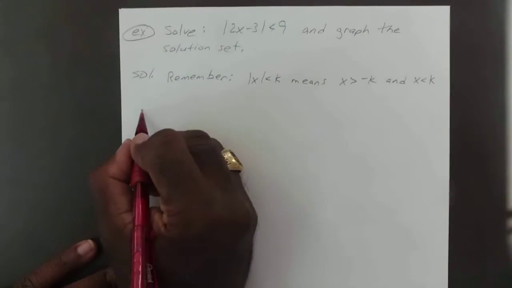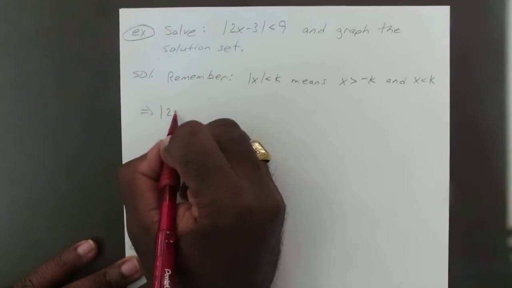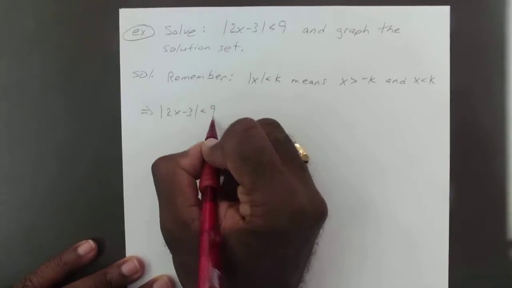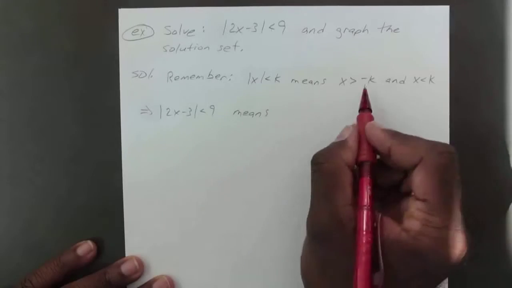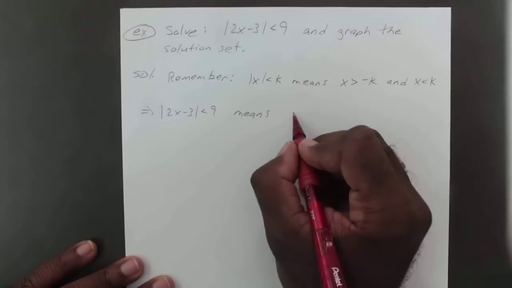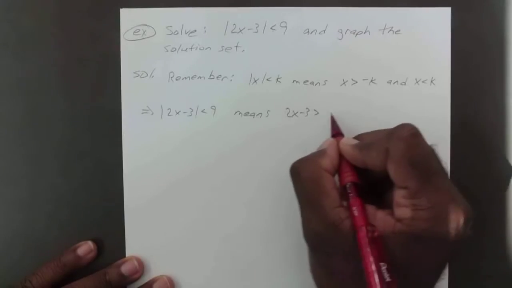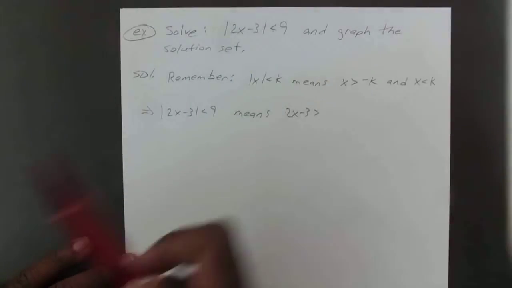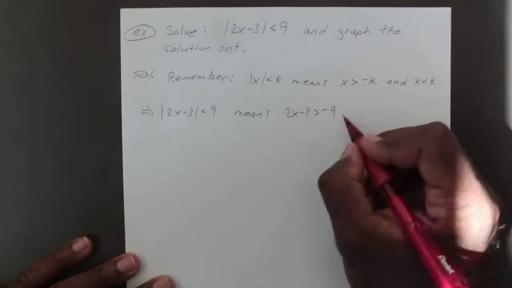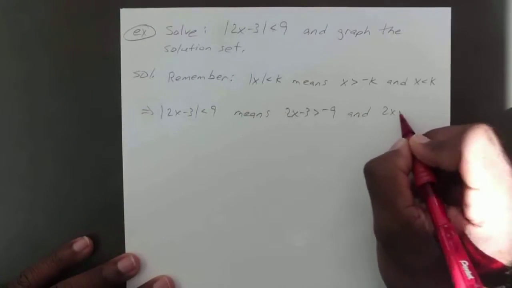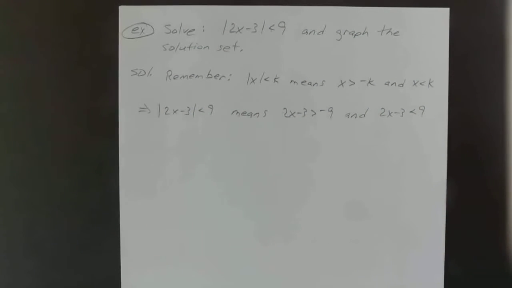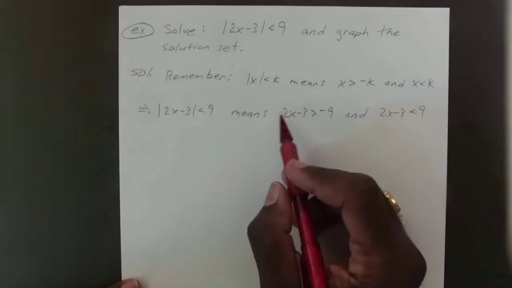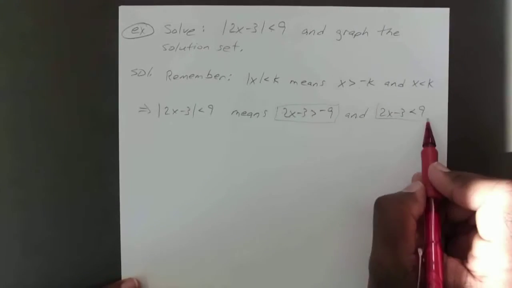Okay, so if we wanted to find the absolute value of 2x minus 3 is less than 9, that means that 2x minus 3 is greater than negative 9. Oh, sorry about that. Yeah, greater than, I'm right. And 2x minus 3 is less than 9. Okay, so just like before, we just solve both of those.